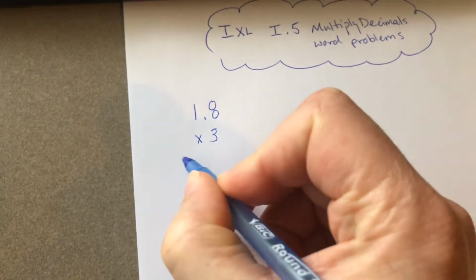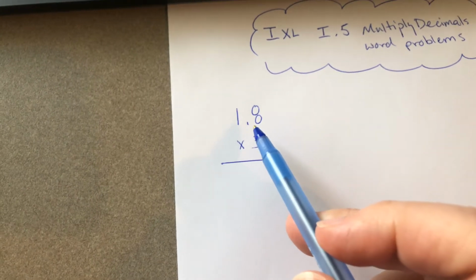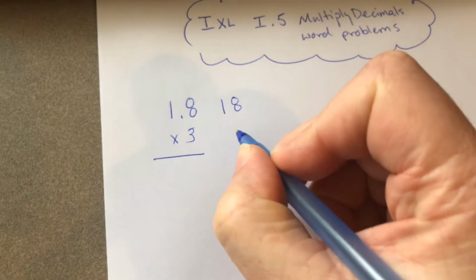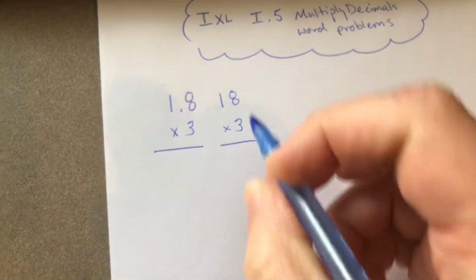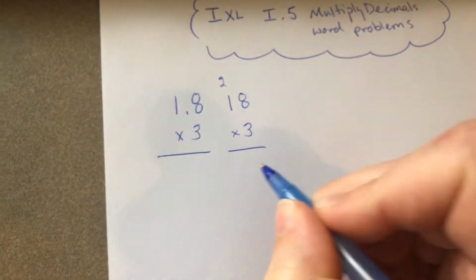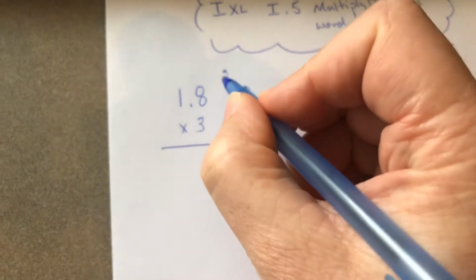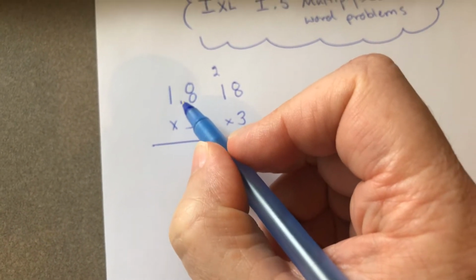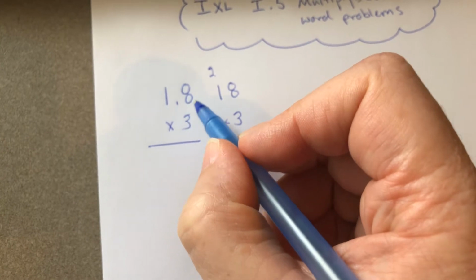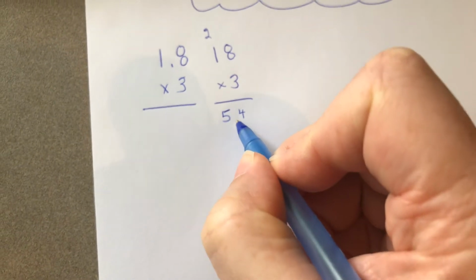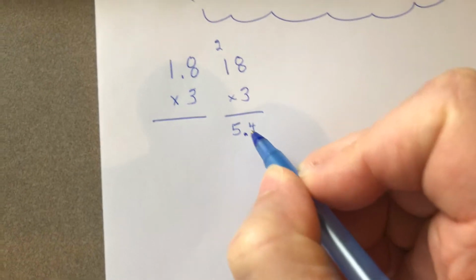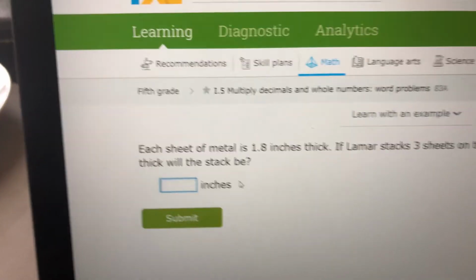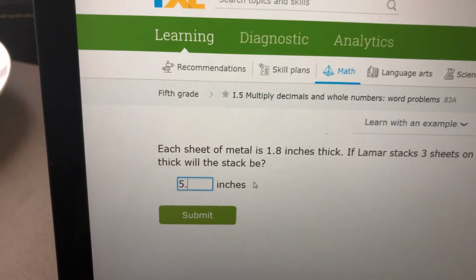times 3. Now we're going to write this as if the decimal isn't even there, okay? So 18 times 3. 3 times 8 is 24. 3 times 1 is 3, plus 2 is 5. And then what do we ask ourselves? How many numbers are to the right of the decimal point? 1. So how many numbers need to be to the right of the decimal point in our answer? 1. Okay? So our final product is 5.4.